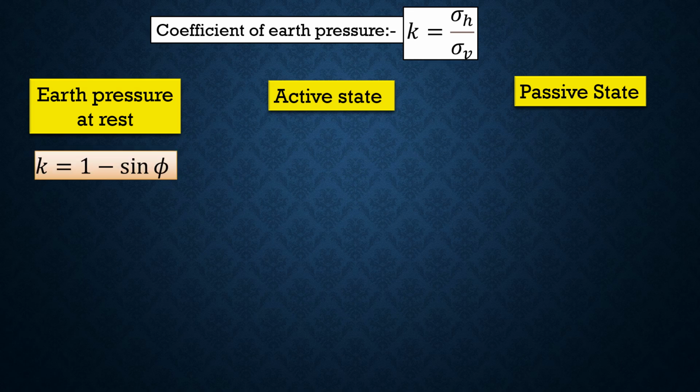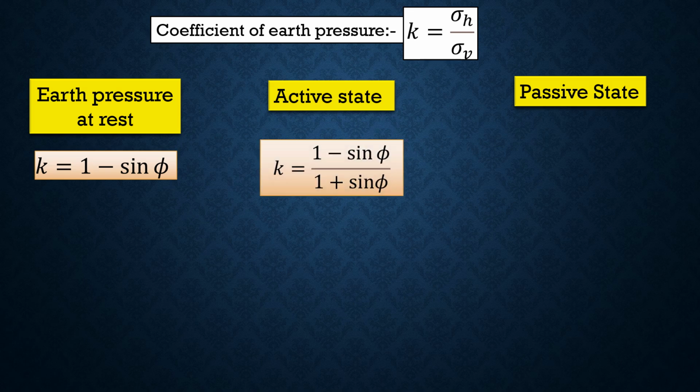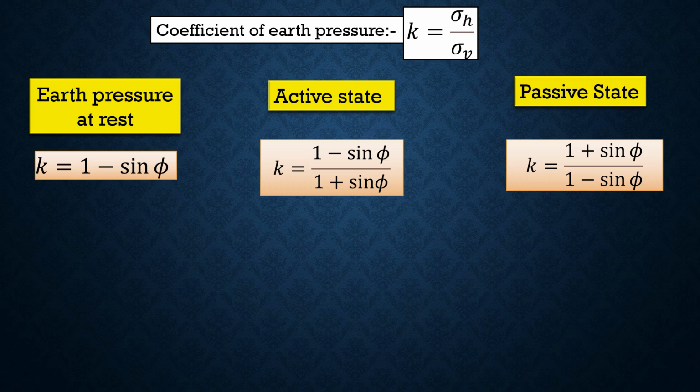In case of earth pressure at rest, this is the formula for the coefficient of earth pressure, which is K equals 1 minus sine phi. This is the formula for the active state, and the second one is the formula for the passive state. In the active state, the numerator sign is minus, and in case of the passive state, the numerator sign is plus. This is the only difference between the active and passive state coefficients of earth pressure.